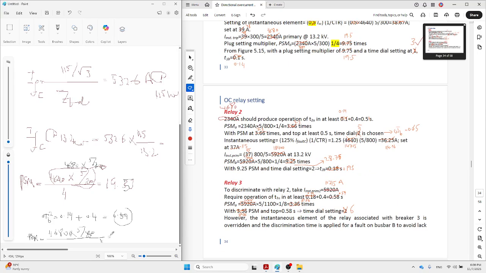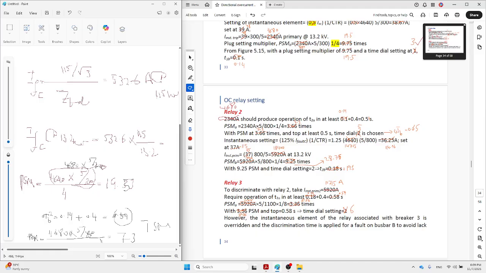So the final value here is equal to 4680 divided by 800 divided by 4 times 5, which is 7.3. Okay, right now we know the operation, we know the PSM, so we can find the operating time as a backup for this relay. So let's find out the TSM based on the graph.